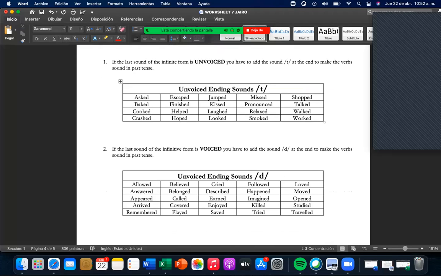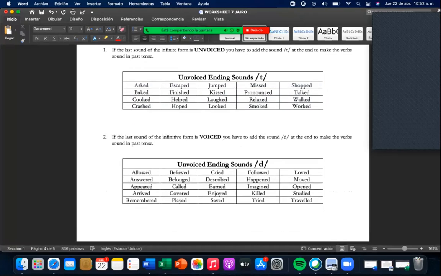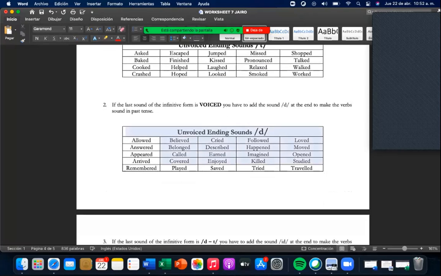Look, we have examples for case number 1. We have these verbs, all of them, right? We have examples from case number 2, like most common verbs from each case.